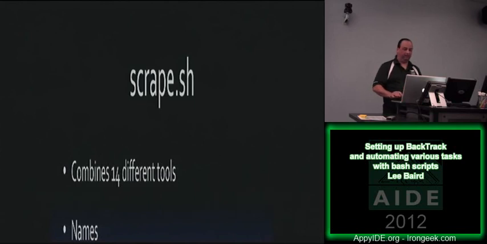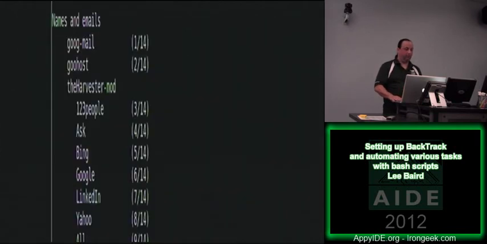I can't do a live demo because I don't have internet access right here, but when the script runs, it will count down so you can look at the different iterations. For the names and email addresses, I'm using 4 different tools, which are Goomail, GooHost, theHarvester, and Metasploit. Within theHarvester, there are different switches that you can use to pull from different locations: 123people, Ask, Bing, Google, LinkedIn, Yahoo, and all. Metasploit also has one auxiliary scanner for enumerating emails.